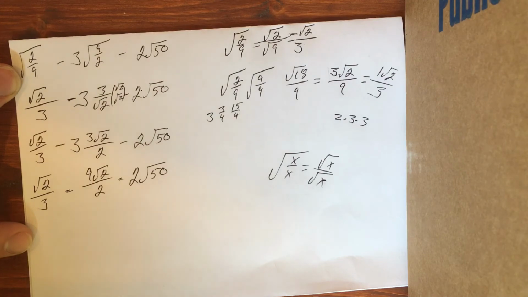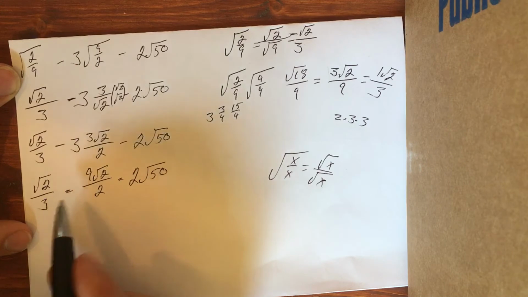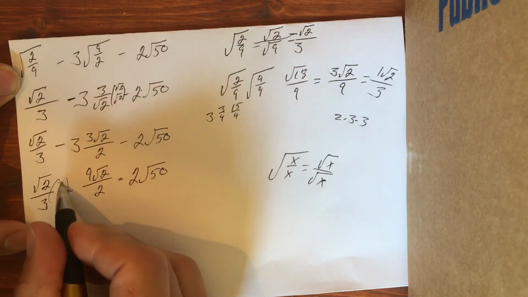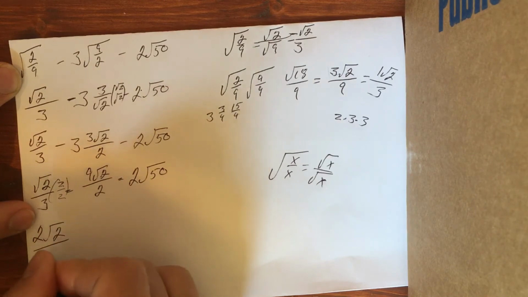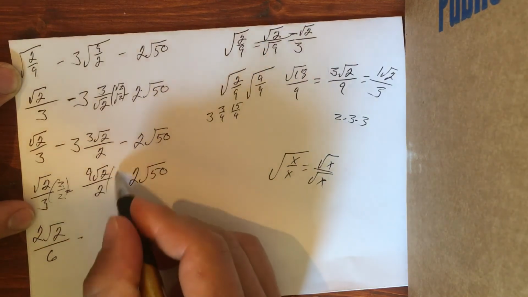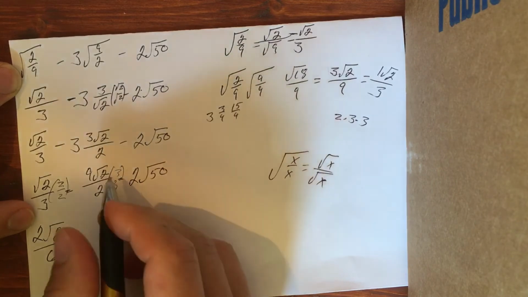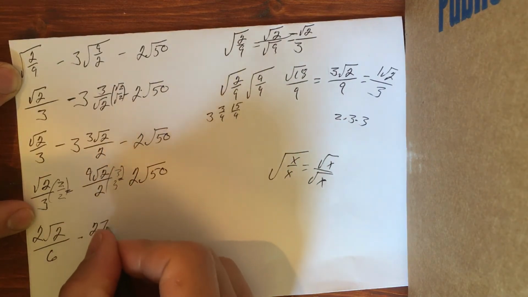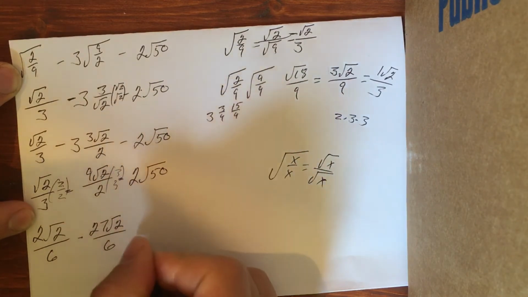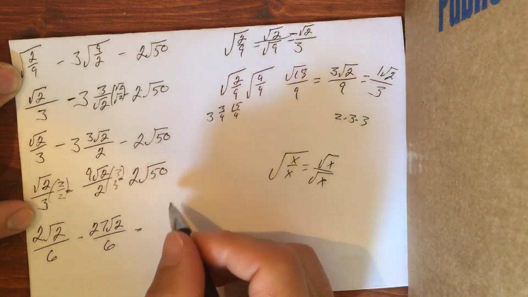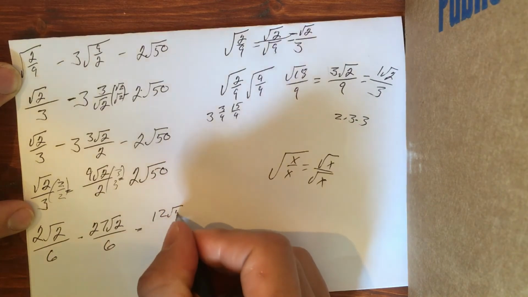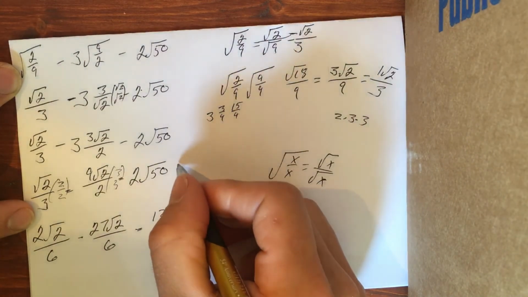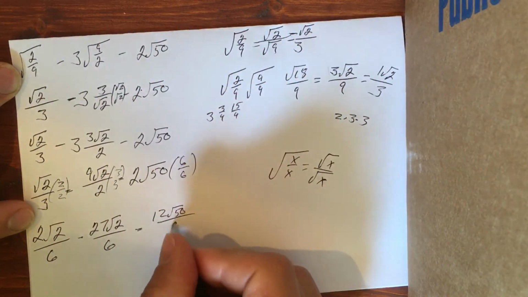Okay, now let's get a common denominator. The common denominator is going to be 6. Let's multiply this one by 2 over 2. So 2 square root of 2 over 6 minus, and we'll multiply this one by 3 over 3. And 3 times 9 is 27. 27 square root of 2 over 6 minus. And this one, we'll go 6 and 6, so we'll go 12 square root of 50 over 6, so we multiply it by 6 over 6.